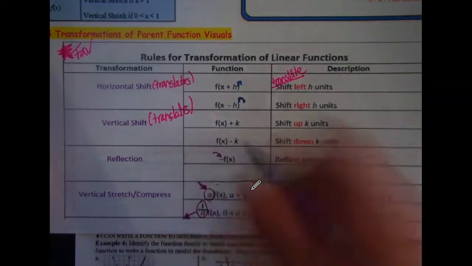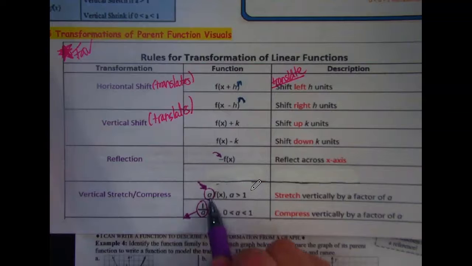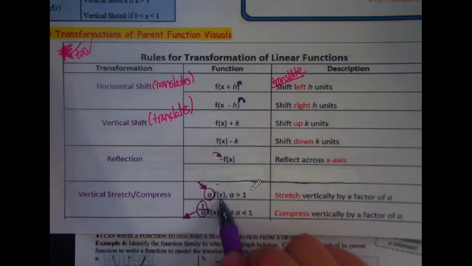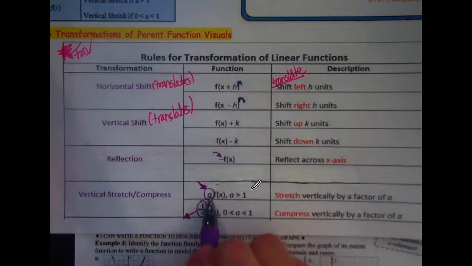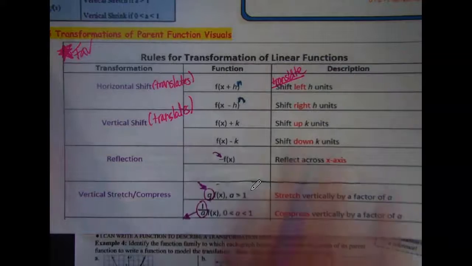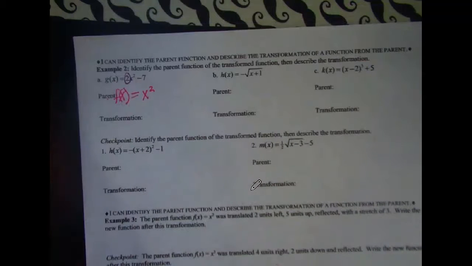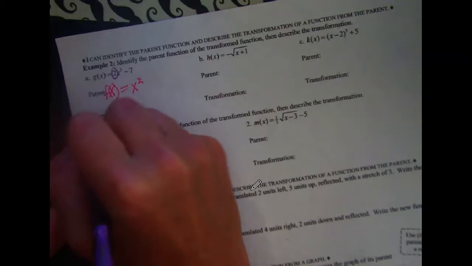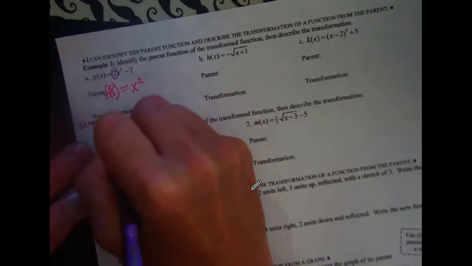But this is where, when we have a number multiplied out front, I'm going to look at what I do. Whatever this number is, if it's a number bigger than 1, I'm going to say it stretches by that number. Going back, I know it was a 2. So that 2 tells me, because we multiplied, I'm going to put it stretches by 2.